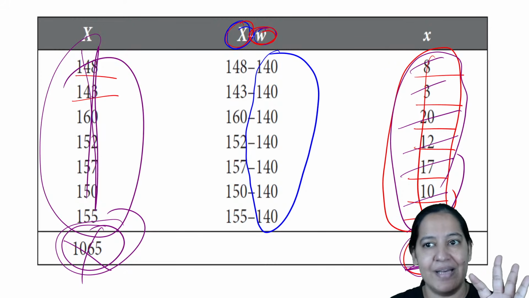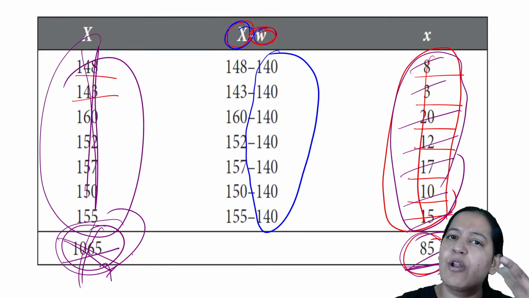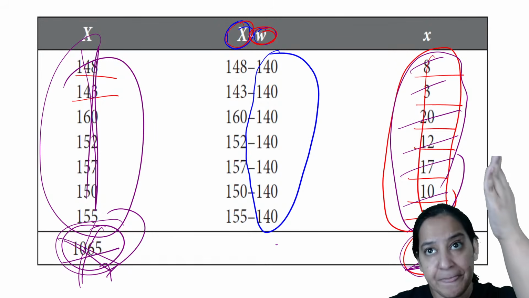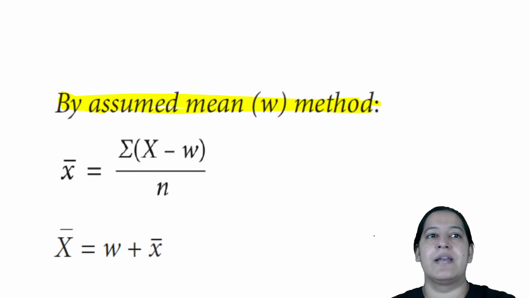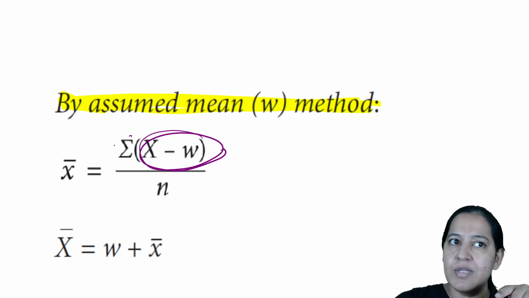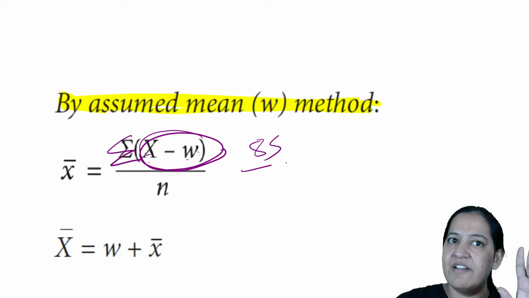So divide 85 by 7. Instead of dividing 1065 by 7, don't calculate 1065. Just take the differences, sum them, and divide by 7. First take the difference of each observation, then do the summation of the differences. The summation of the differences is 85, divided by 7.